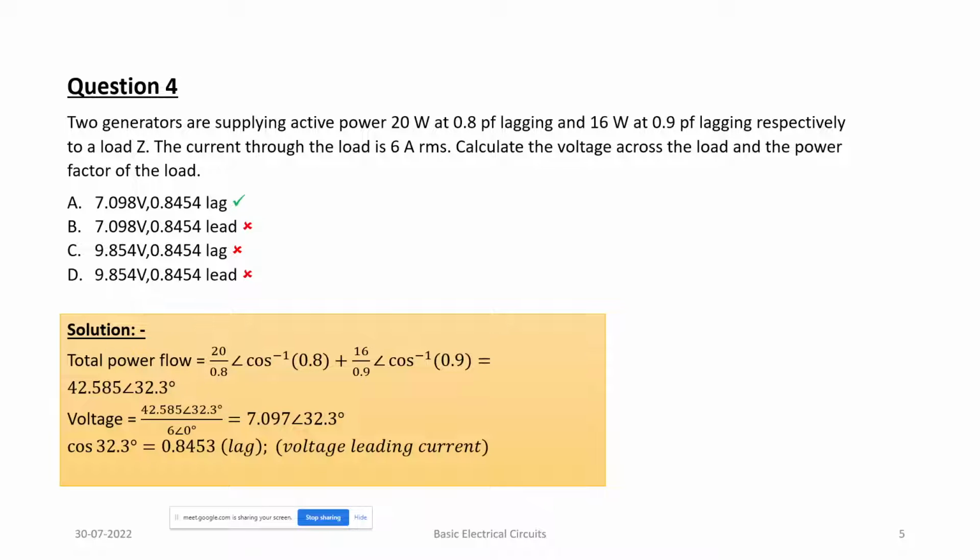Yes, that is right, but we don't think that way actually. Anything about lagging and leading power factor, it is actually of the current with respect to voltage. Yes sir. Right. So if you consider impedance, it will be the negative of that, because it's I equals V by Z.